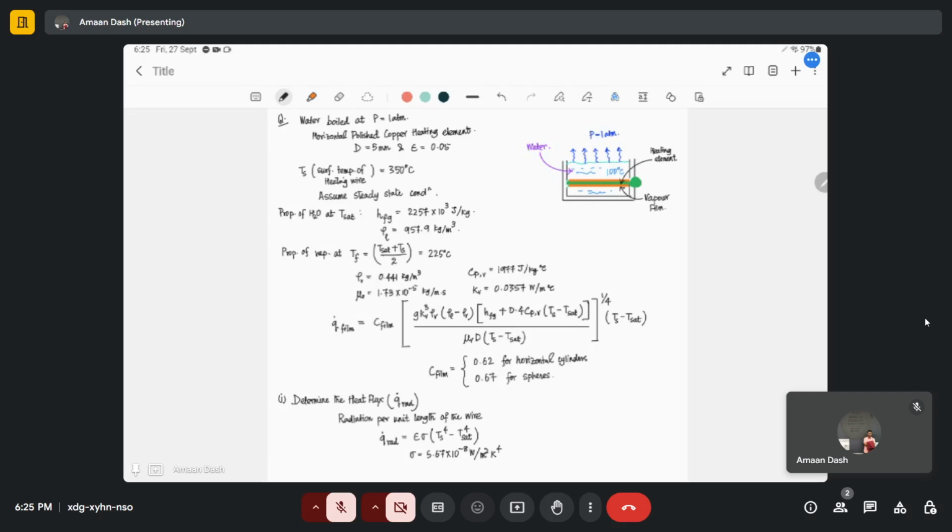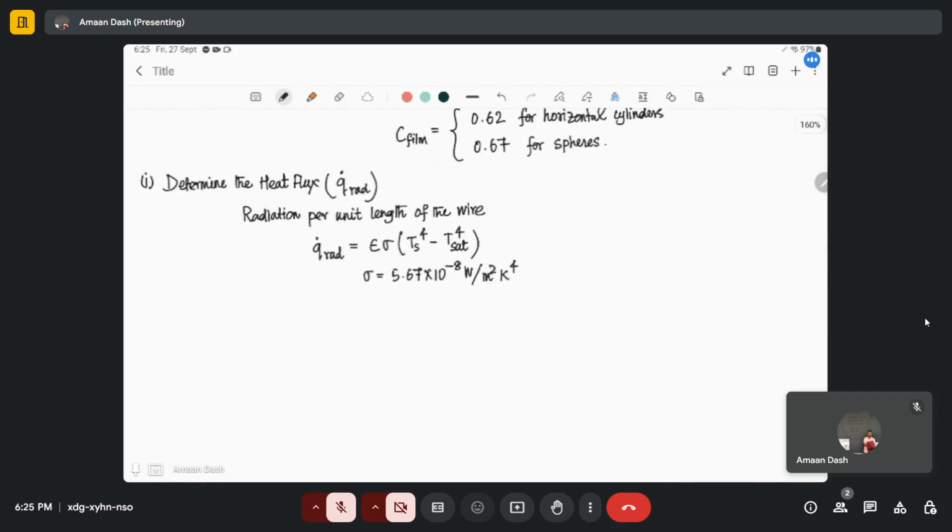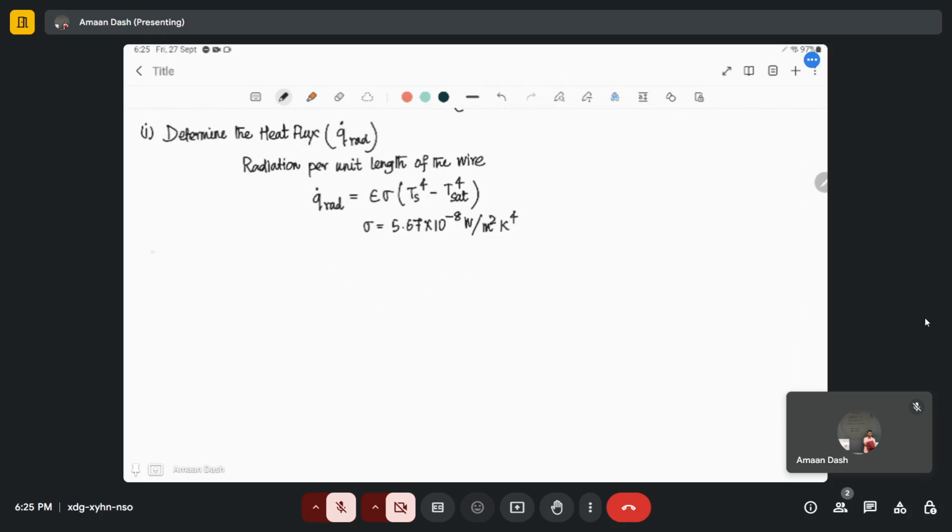Okay, so let's see. Determining flux is very much straightforward. You can use this particular form of Stefan-Boltzmann's expression by substituting all the values. So Q dot of irradiation is equal to epsilon sigma, Ts to the power of 4 minus Tsat to the power of 4.